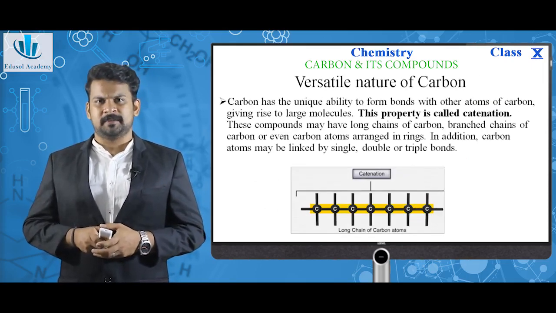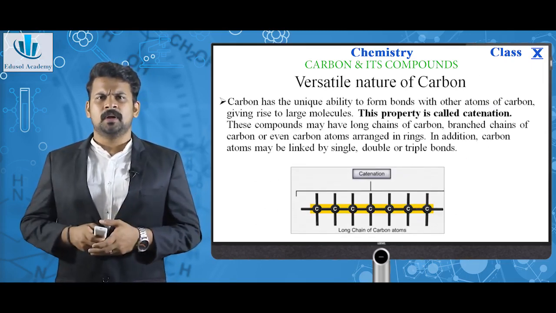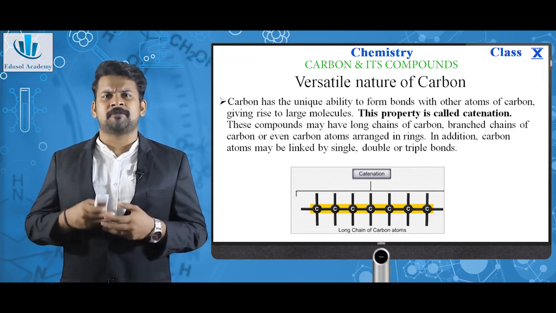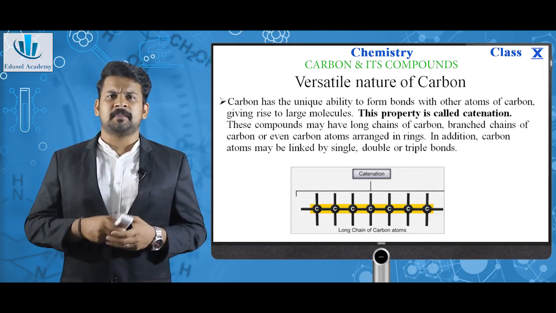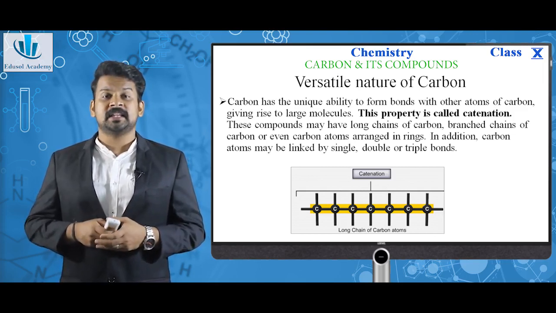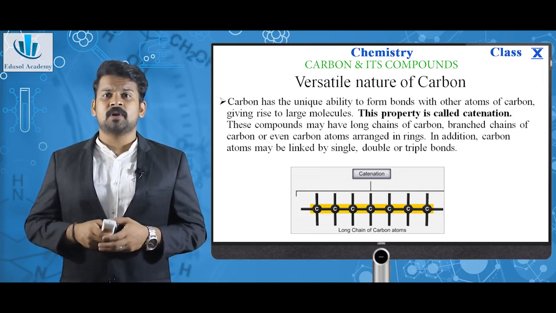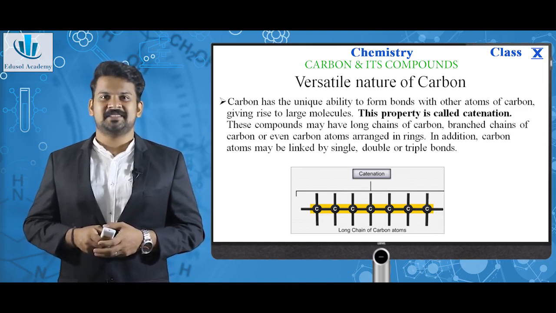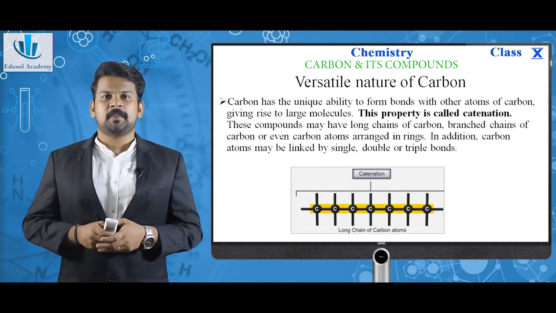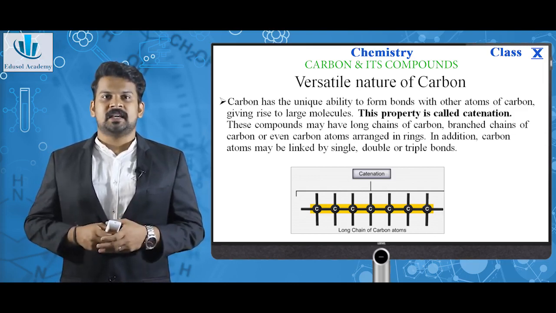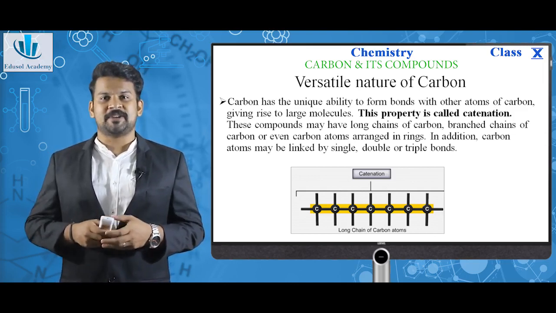Versatile nature of carbon. As we have studied till now, carbon has a large number of properties and different kinds of applications, ranging from small to big across the world. The unique ability of carbon to form bonds with other carbon atoms gives rise to large molecules. This property is called catenation. As you can see in the picture, carbon is capable of forming long chain carbons, branch chain carbons, and even carbon atoms arranged in rings.